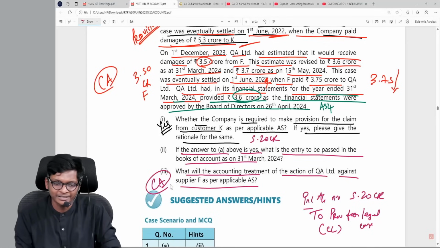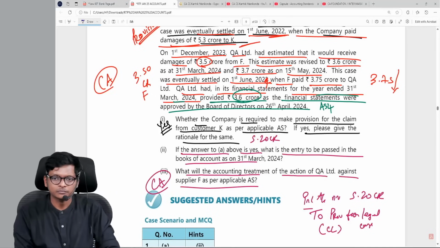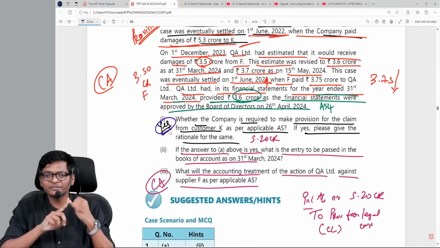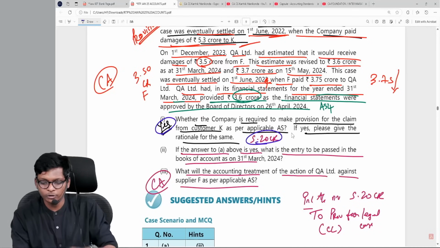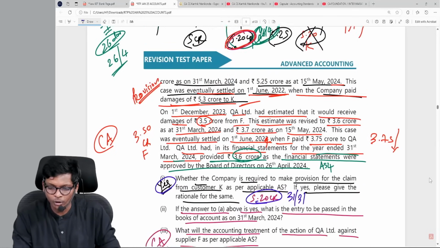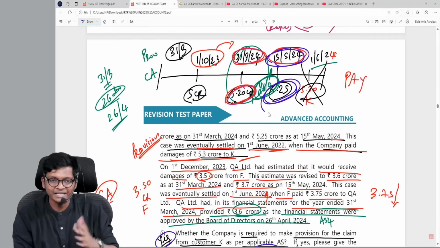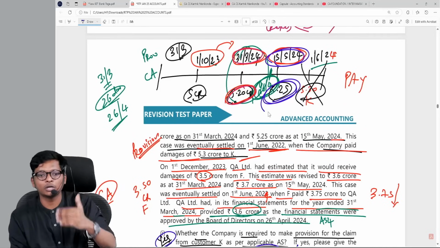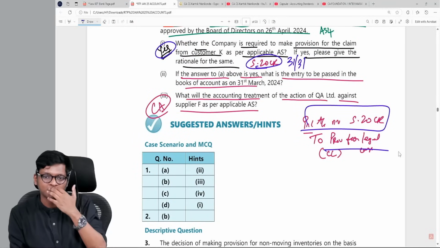Are you following, guys? So to summarize, what is the summary of this, guys? First case, provision will be made. Provision is made for 5.2 crores, not any other amount, because this is as of 31st March. Sir, what about referring to the 15th May date of 5.25? I will not take that because it's after board approval. Entry will be debit your P&L and create a provision for the same.